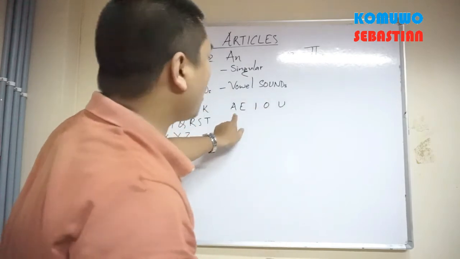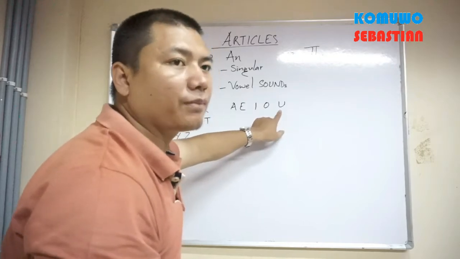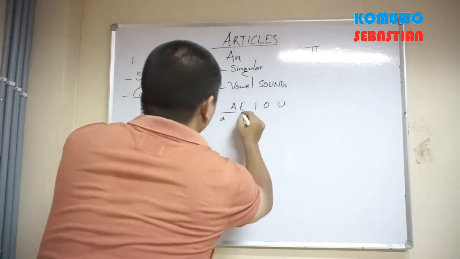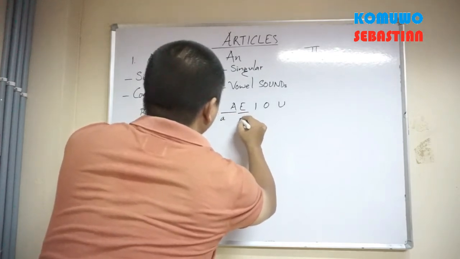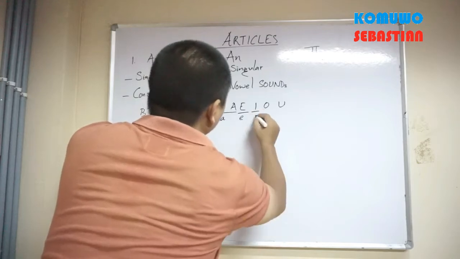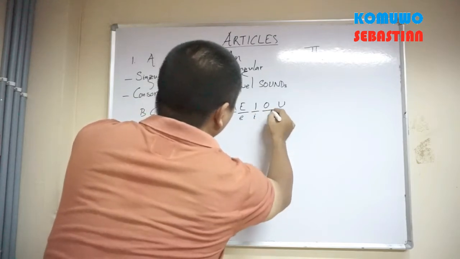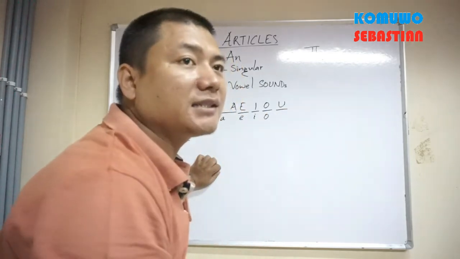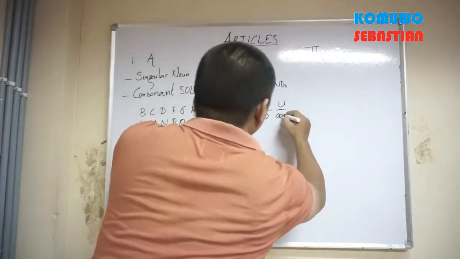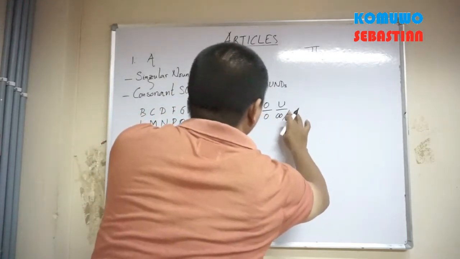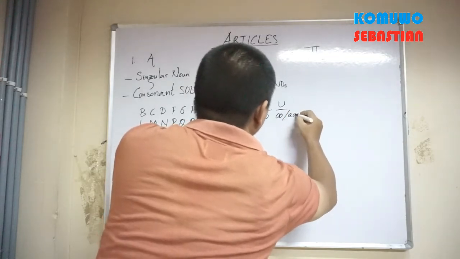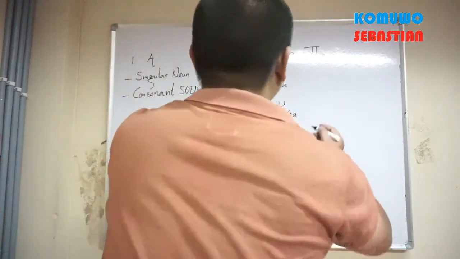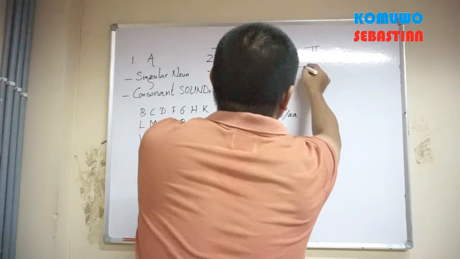And what are the sounds of A, E, I, O, U? A is pronounced as A. E is pronounced as E. I is pronounced as I. O is pronounced as O. U is pronounced as either U or double A, let's say, for example, umbrella.